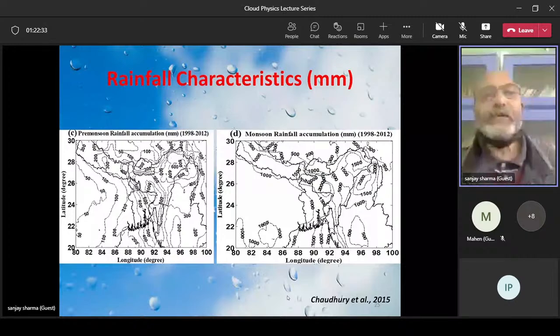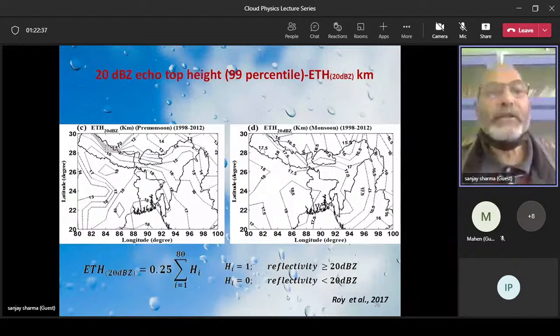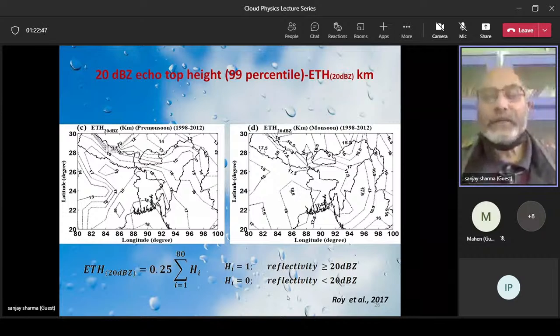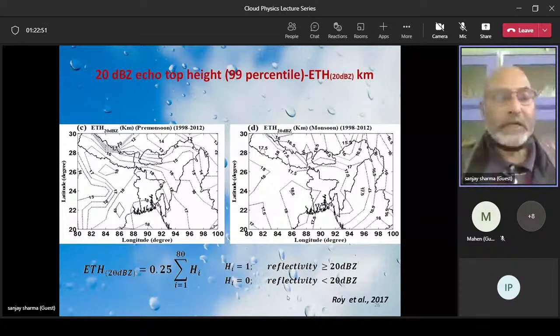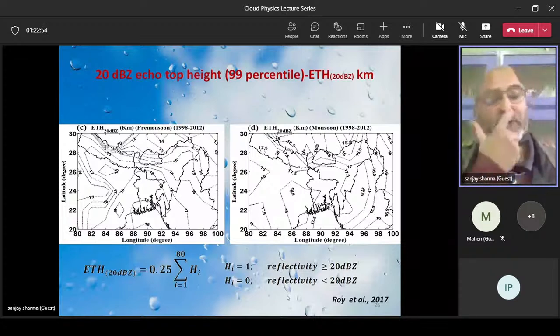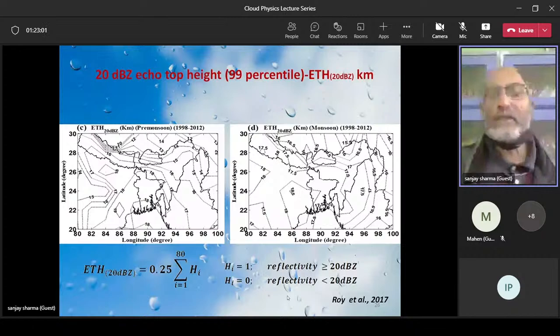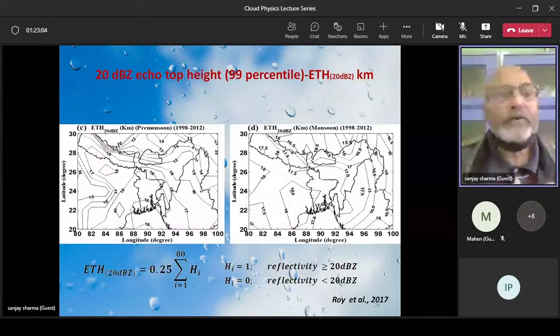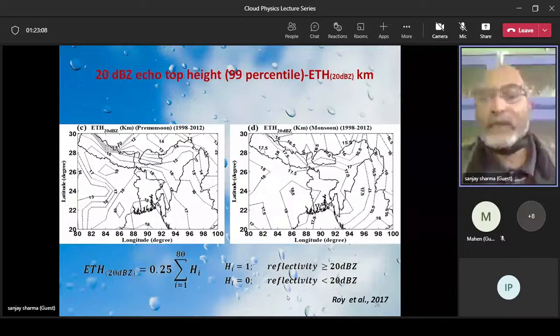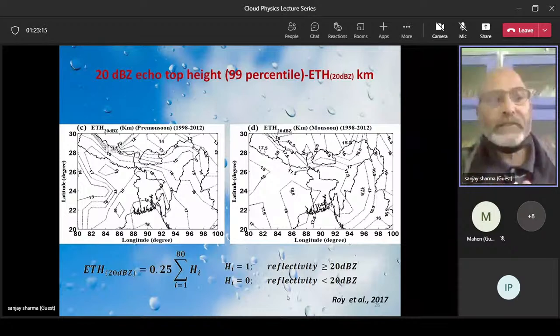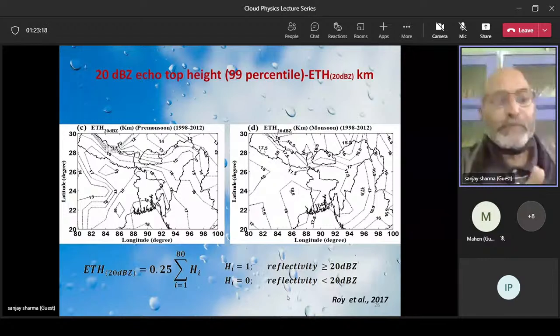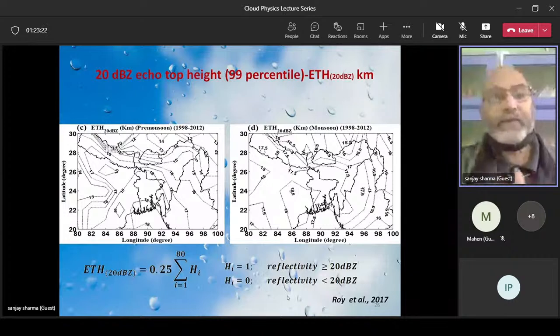Now if we see the morphological feature in terms of the 20 dBZ echo top height, which we have derived from the TRMM, the ETH 20 dBZ gives a sense of the precipitation height, because in TRMM 20 dBZ was the minimum detectable echo for precipitation. It is provided for the pre-monsoon as well as the monsoon season. In both seasons, it is observed that precipitation heights are more in eastern India compared to northeastern India.